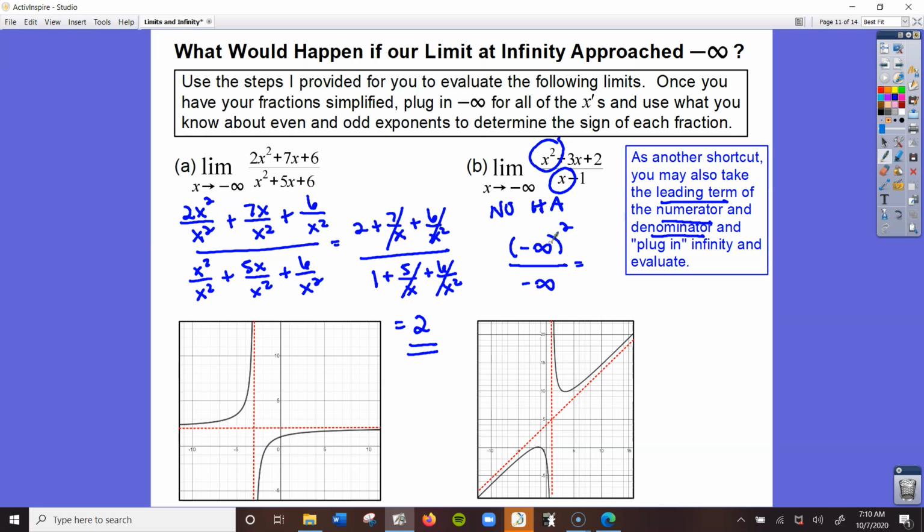What you're looking for here is the sign. We already know that the answer is going to be some kind of infinity. I just want to know whether it's going to be positive or negative. In the numerator, if you square it, you'll get a positive, and in the denominator, you have a negative. So a positive divided by a negative is negative infinity. And we can see from the graph that the left side is going towards negative infinity.